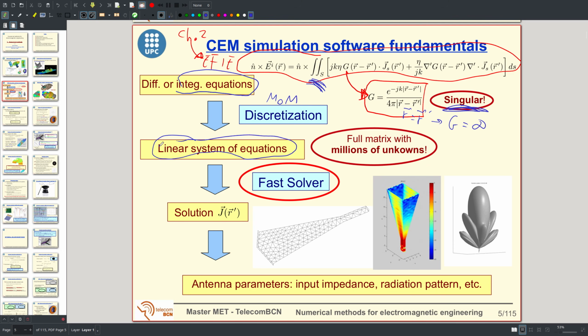This system of equations often has millions of unknowns. Why? Because we have to discretize the surface of the target. Here we have a horn, a typical horn antenna. We discretize the surface, and after solving the system of equations, we obtain the current on the surface of the antenna. But in order to do that, we need to discretize the surface of the antenna. This is the antenna here, sorry. Well, it's a very bad drawing. This is the surface of the antenna.